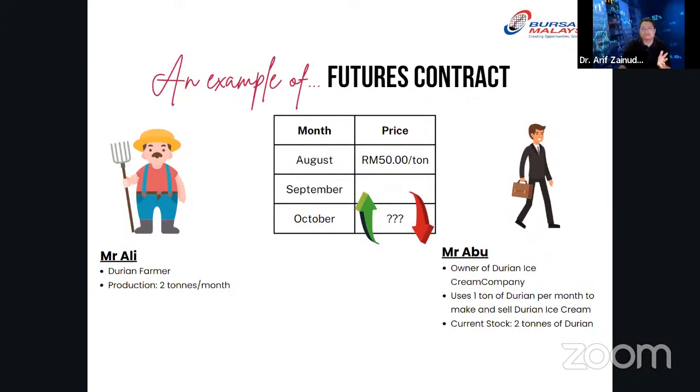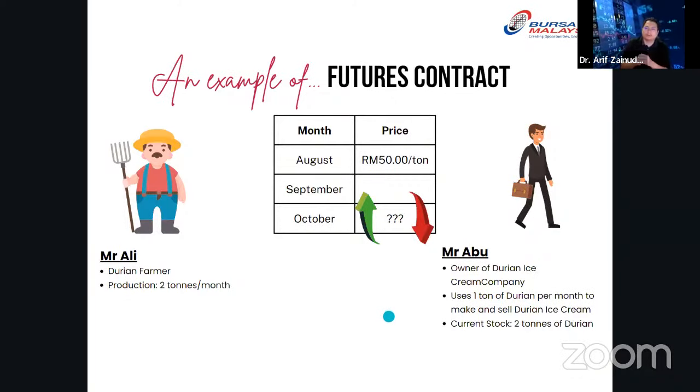How long do you think he can last? Currently we're in the month of August. He will be using 1 ton of the stock he has now, and another ton for the month of September. So right now he doesn't have any stock left for October, because he only has two tons of durian. What's going to happen in October, nobody knows, whether the price of durian is going to go up or not.